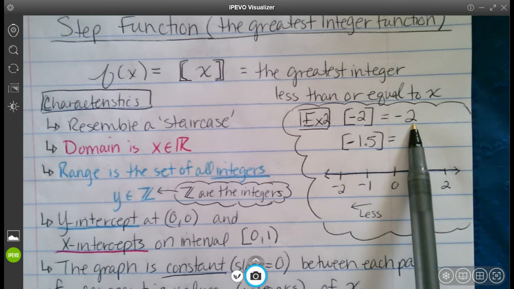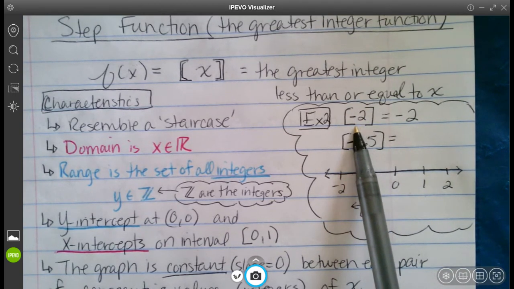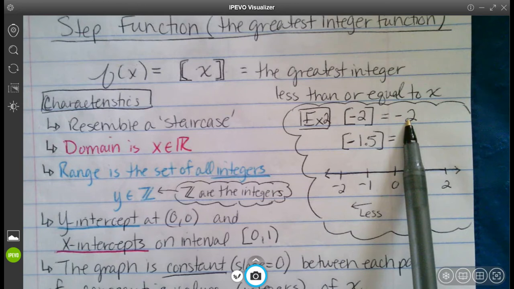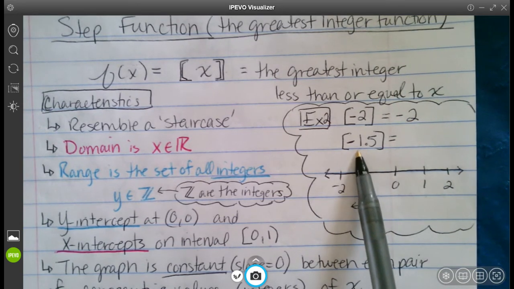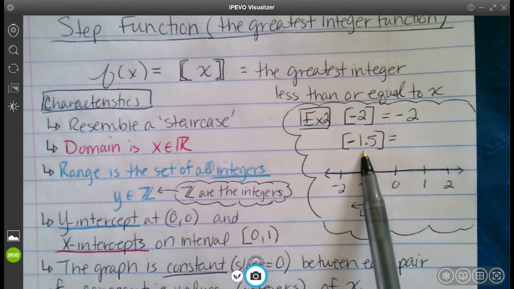It's just -2, okay? So any whole number that you put in here, also known as an integer, would be the same output over here, okay? Once we start throwing fractions and decimals, though, you have to think a little bit. You want to find the integer that is less than or equal to this number.